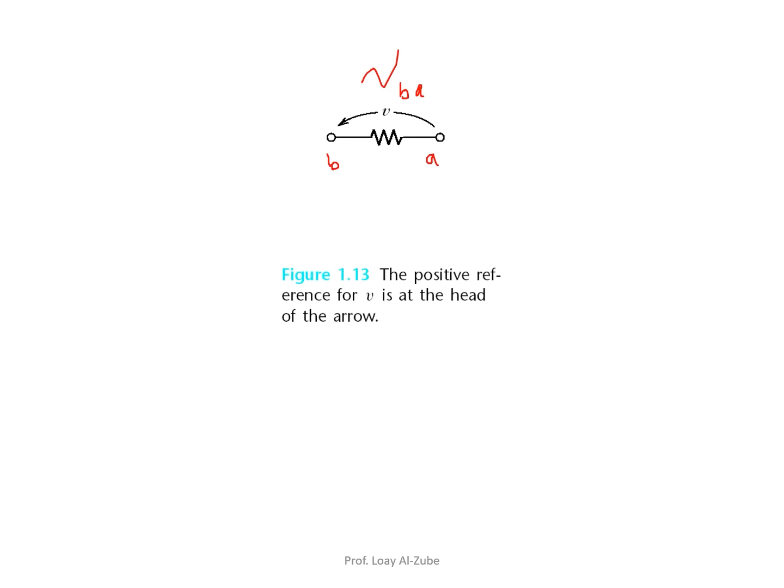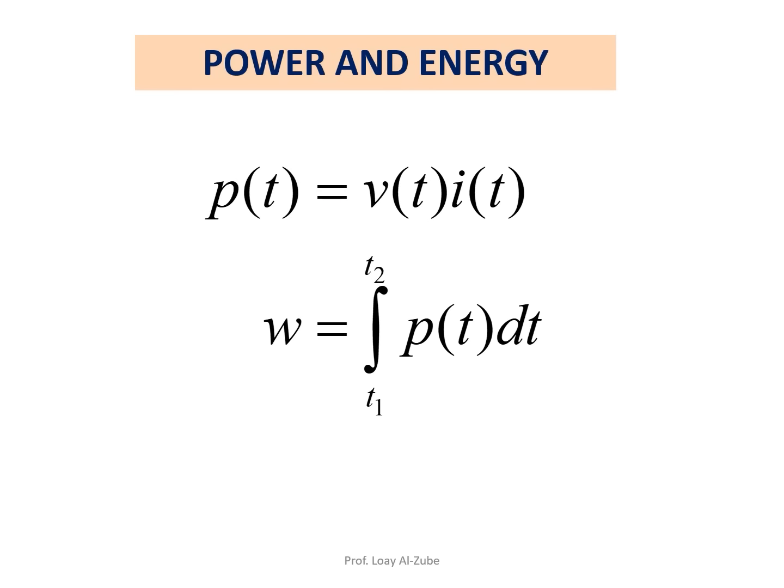Because the positive is going to be at the head of the arrow. So it's going to be VPA, the notions for it. Okay, power and energy. Power is, so you remember Ohm's law? So V equals I multiplied by R.